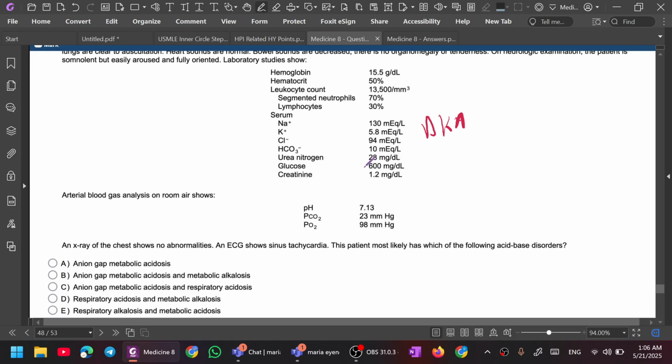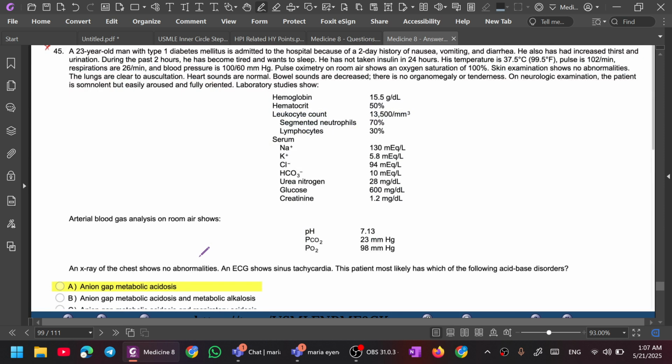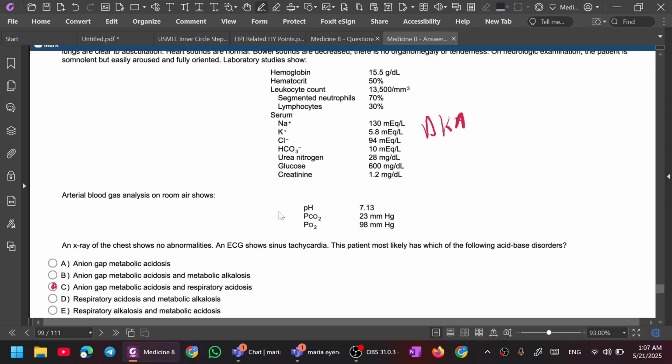Nausea, vomiting, diarrhea. Metabolic acidosis, anion gap metabolic acidosis, metabolic and respiratory acidosis, no, and metabolic alkalosis, no. Okay. Ready?